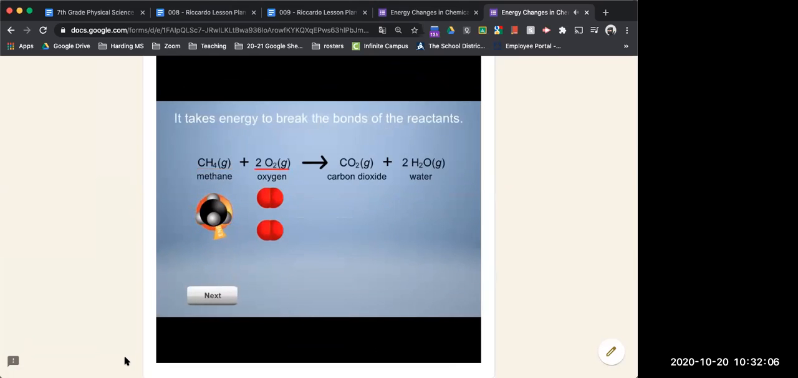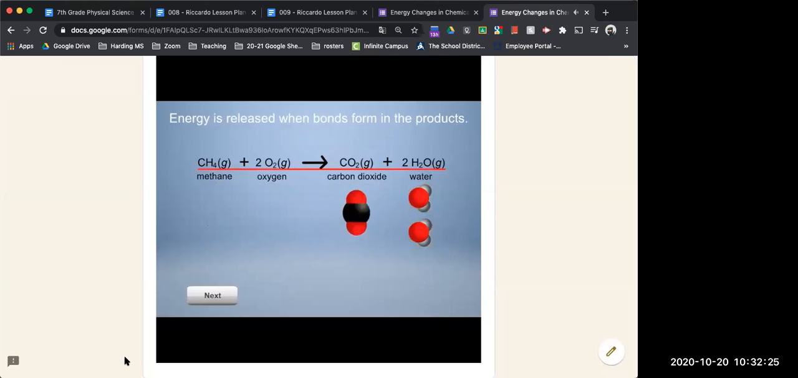When methane reacts with oxygen, energy is used to break apart the existing bonds between the atoms in the reactants. The atoms of the reactants then rearrange and form new molecules to make products. The forming of products releases a lot of energy.